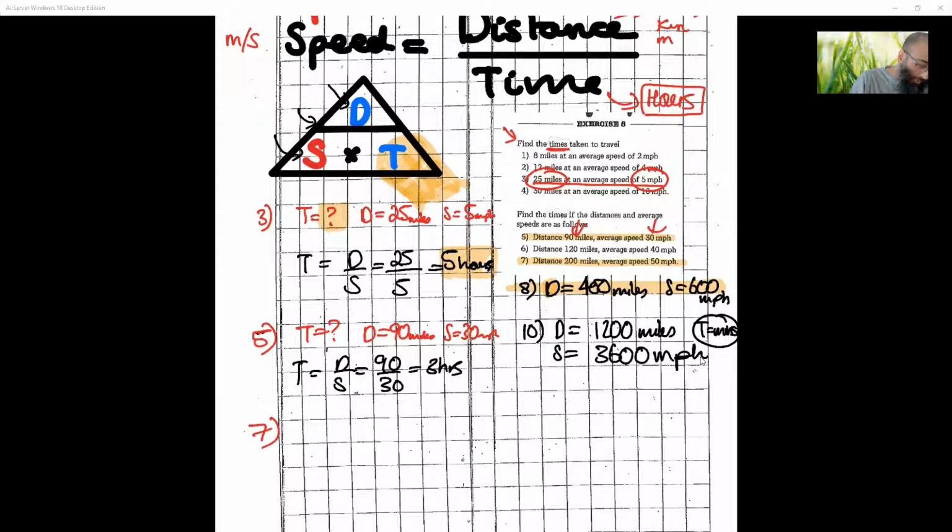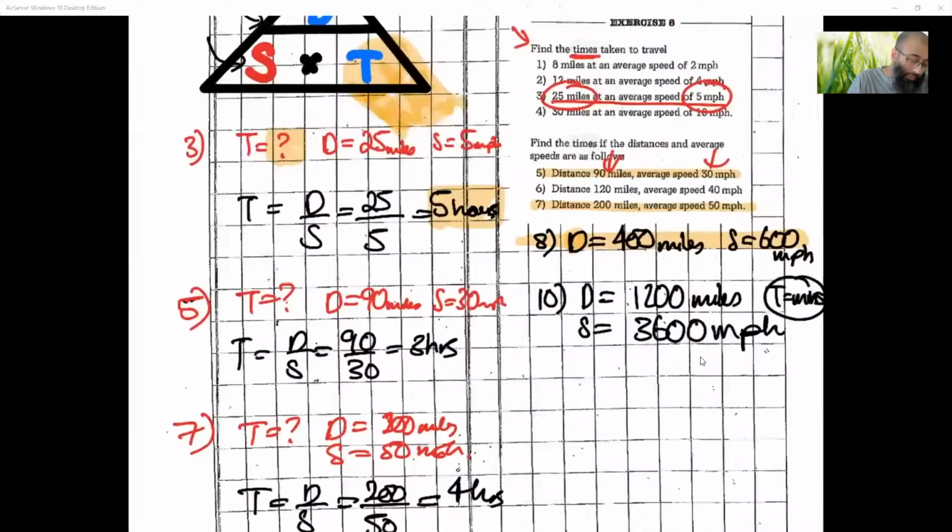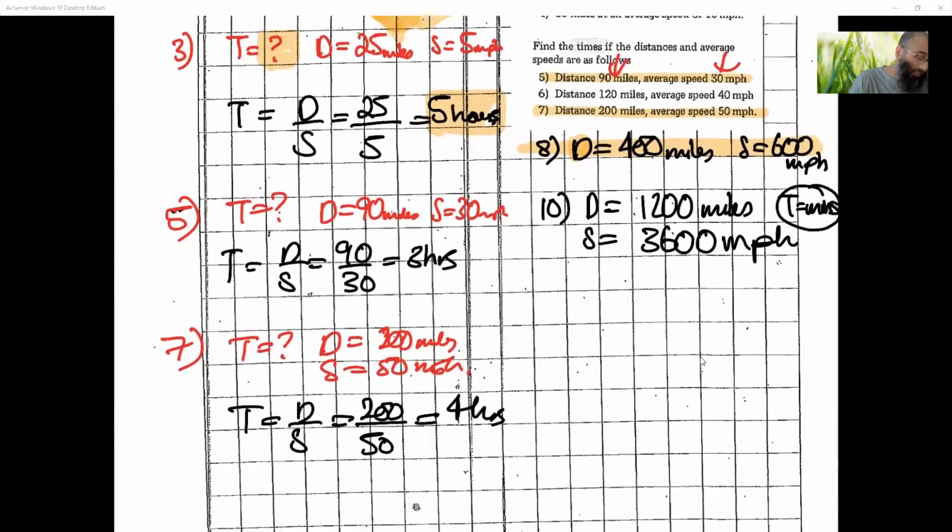Okay, number 7. We have time, we don't know the distance. The distance is, what is it, 200 miles. And the speed is 50 miles per hour. Okay, focus on the recap. Time equals distance over speed. 200 divided by 50 gives us how many hours, Huzaifa? 4 hours. Okay, now let's have a look at the new extended questions.